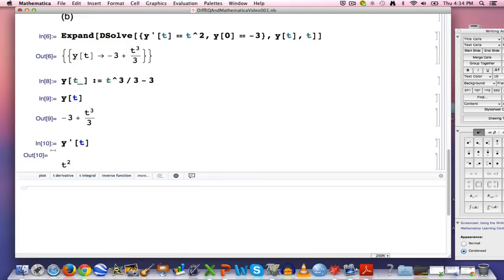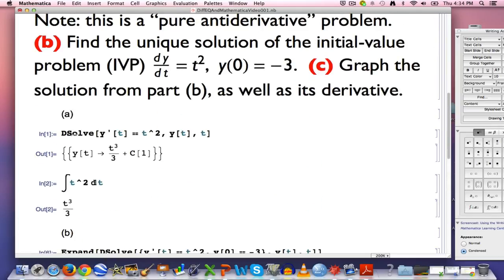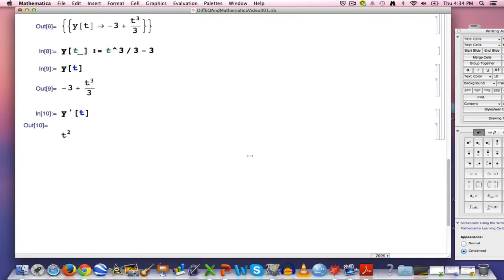As a final thing to do now, we'll plot this function as well as the function t squared, its derivative. We're going to graph the solution as well as its derivative with a basic plot, and we just want to see that t cubed over 3 minus 3 really is an antiderivative of t squared. The derivative of t cubed over 3 minus 3 is equal to t squared. Visually, we want to think about slopes. So I'm going to plot both functions. The basic plotting command is Plot. I'm going to plot both functions, so I put them in a list with two entries. I can type t squared as one of them. I can type t cubed over 3 minus 3 for the other, or I can type y of t since I've already defined y of t.